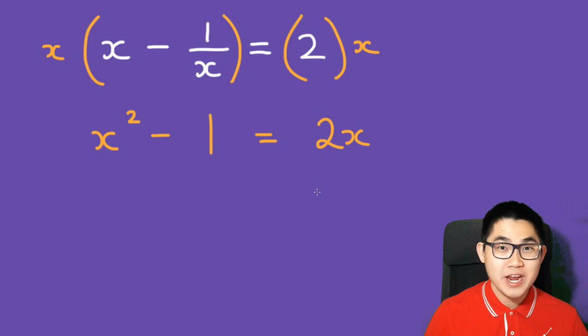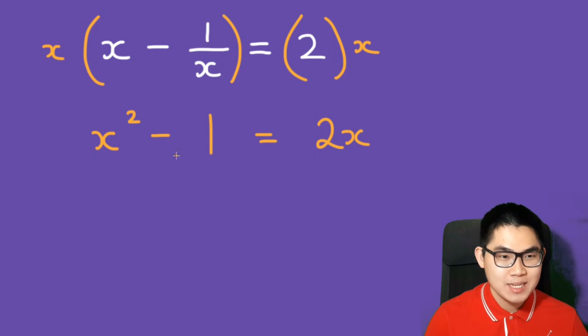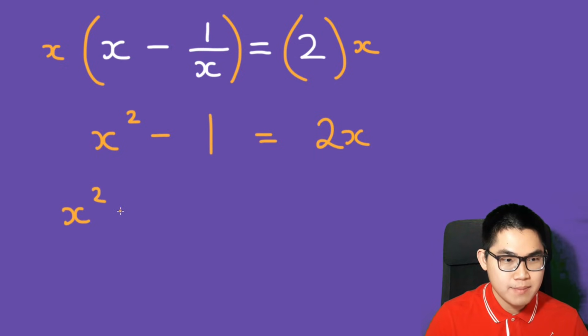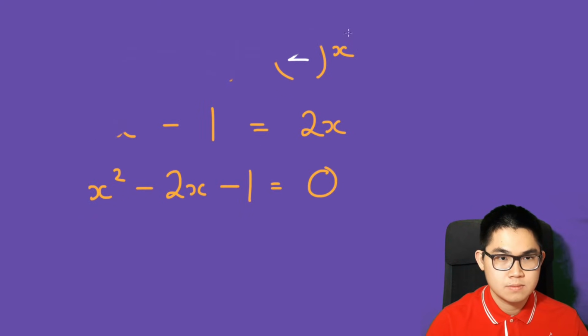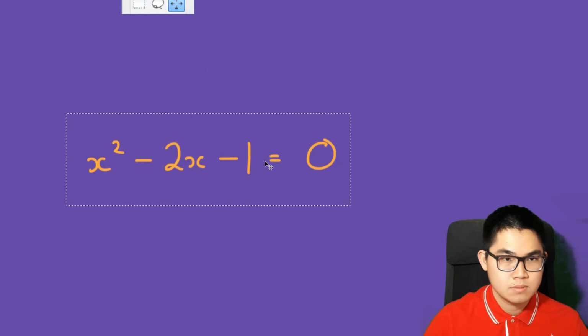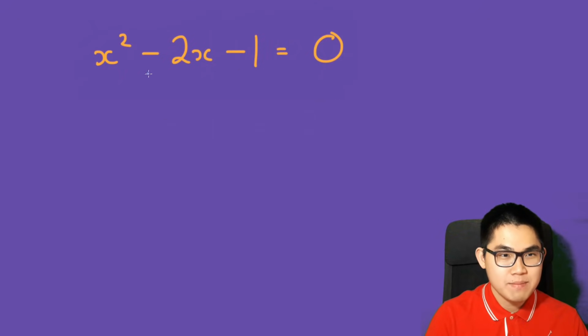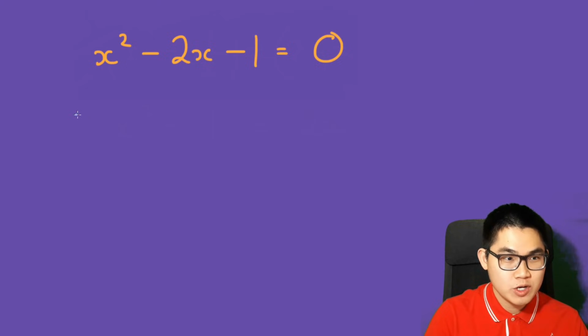And now we want to bring everything to one side. So let's subtract both sides by 2x. We have x squared minus 2x minus 1 is equal to 0. We can use the quadratic formula.